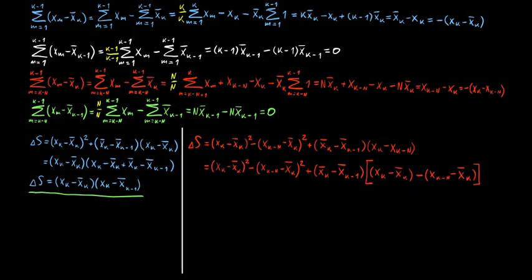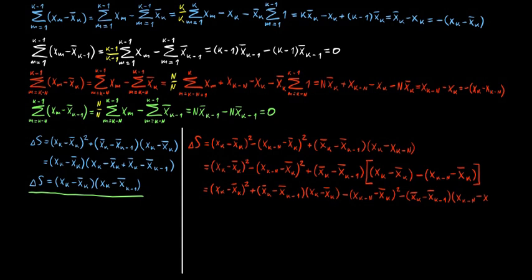We can reformulate this expression as the squared difference between our current measurement and the current average plus the difference between our current and previous average multiplied by the difference between our current measurement and the current average, minus the squared difference between our oldest measurement and the current average, minus the difference between our current and previous average times the difference between our oldest measurement and the current average. We can regroup this expression as follows.